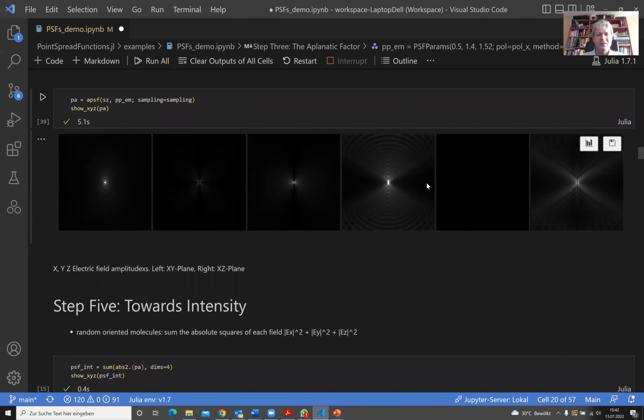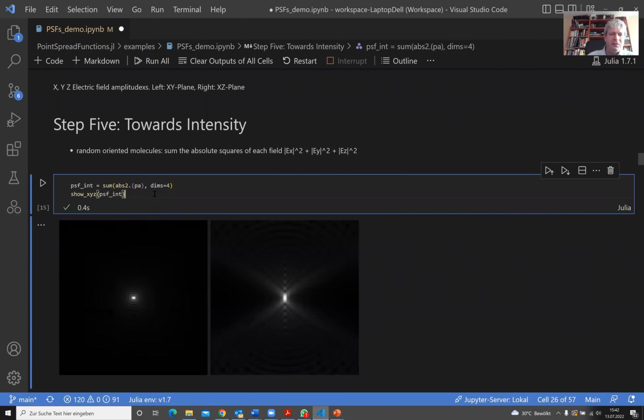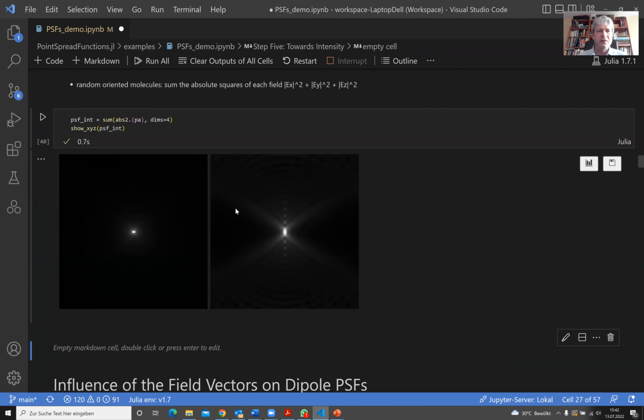But the point is we now have the amplitudes, and the next step to get to our intensity point spread function is, of course, that we need to come from amplitude to intensity. Since the amplitudes are stacked along dimension 4, you can do that by hand if you want. You can simply take the absolute square of these complex-valued amplitudes in EX, EY, and EZ, and then sum them over the fourth dimension. If you do that, you get an intensity point spread function. But of course, the simple way is you just don't use the function APSF, but rather the function PSF, which then does everything for you.